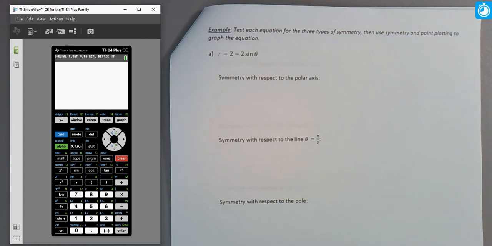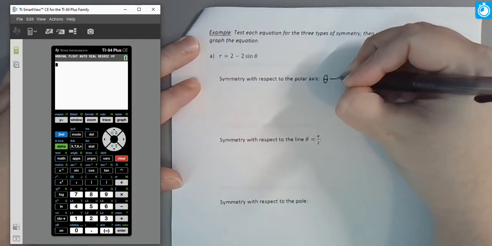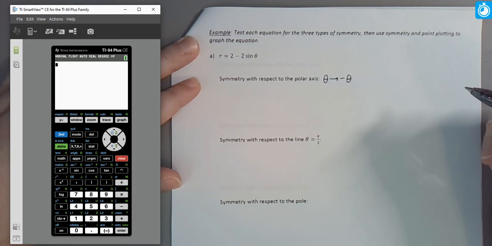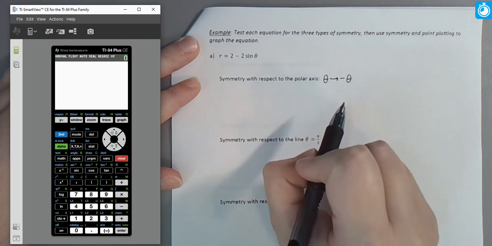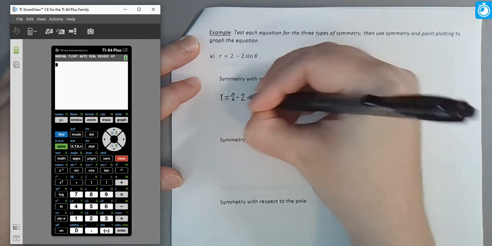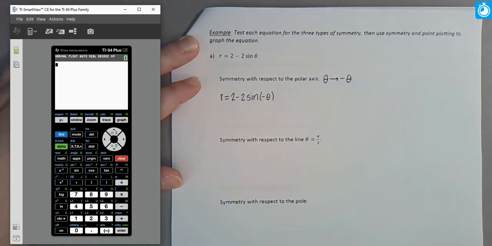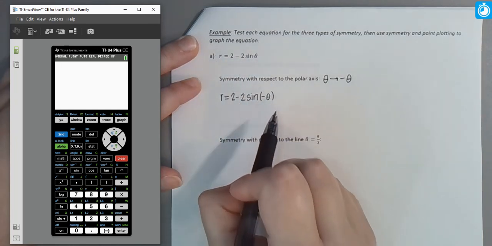So our first test, symmetry with respect to the polar axis. We're going to do a substitution. Specifically, we're going to take our theta and we're going to replace it with negative theta. R we're going to leave alone. So I'm going to take my equation, and where I have a theta, I'm going to replace it with a negative theta. So that's going to give me r is equal to 2 minus 2 times the sine of negative theta. Now the goal is to simplify this and see if we can get back to the original equation in form. So what do I need to do here?